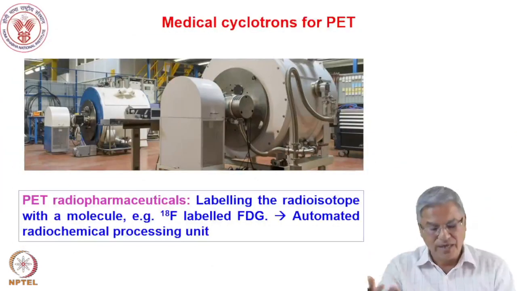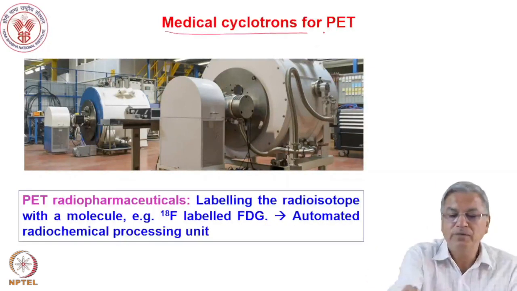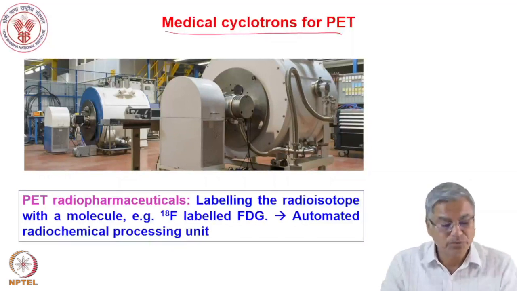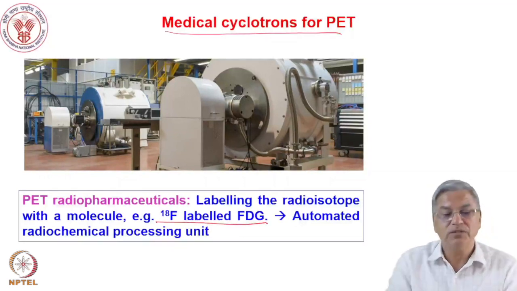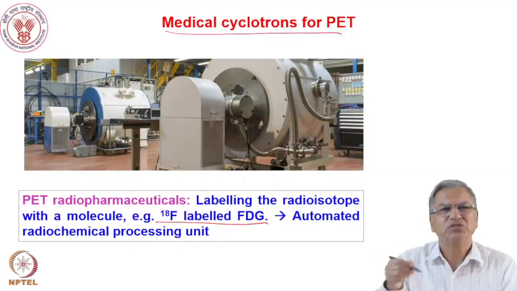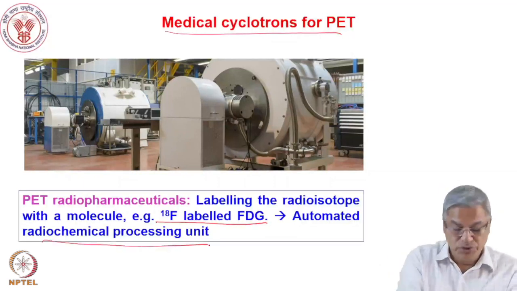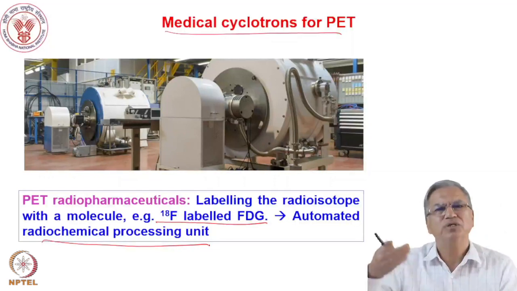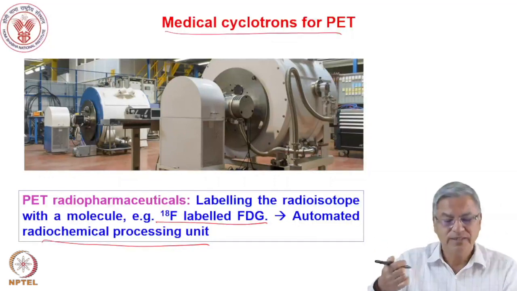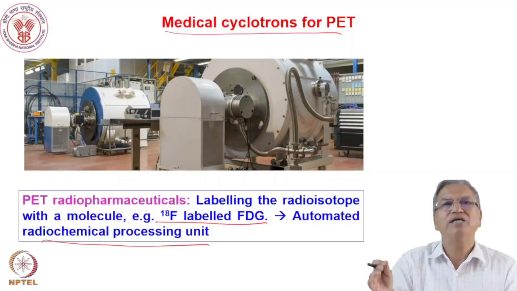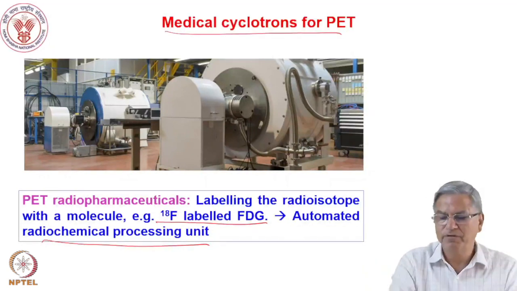And in the country, there are several PET cyclotrons now available. Private hospitals have their PET cyclotrons, medical cyclotrons for PET isotopes. Particularly, F-18 is produced in these cyclotrons. You have the 16 MeV proton beam bombarding H2O-18. That gives you F-18. And then there is an automated radiochemical processing unit, wherein within a few seconds or few minutes, you will get the compound labeled with fluorine-18. Then it can be directly sent to hospitals for PET imaging. So these are the kind of facilities that are available.